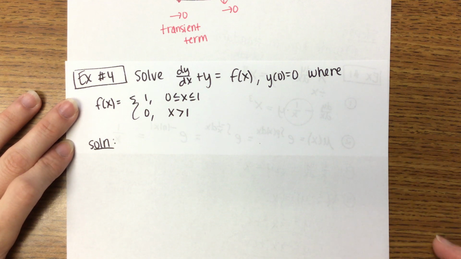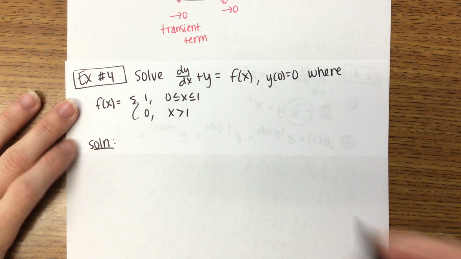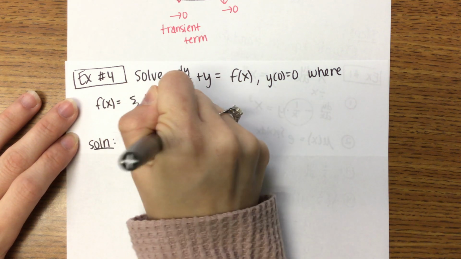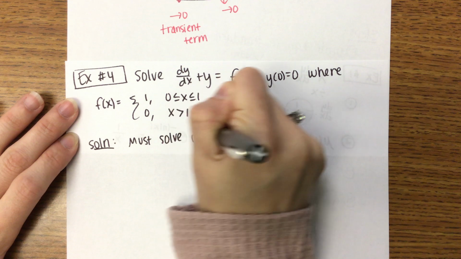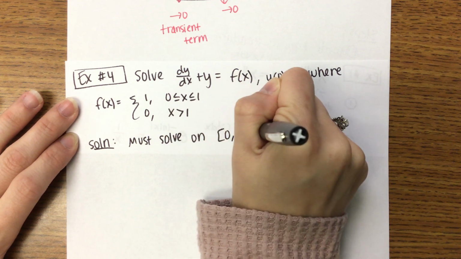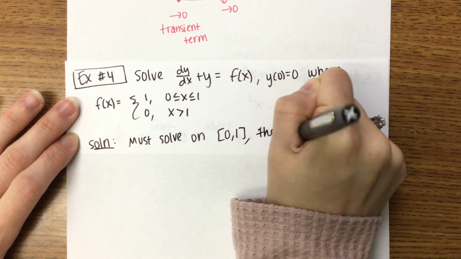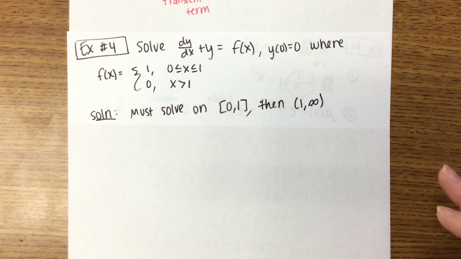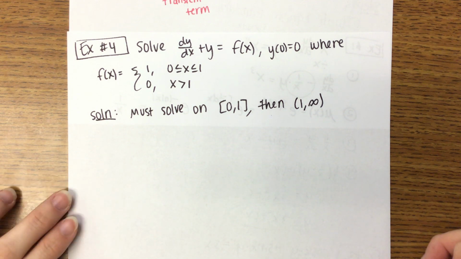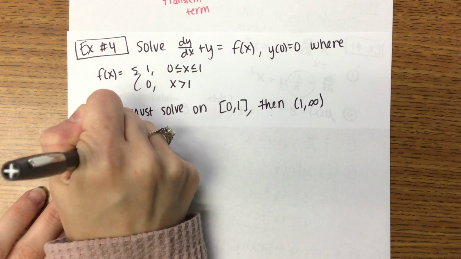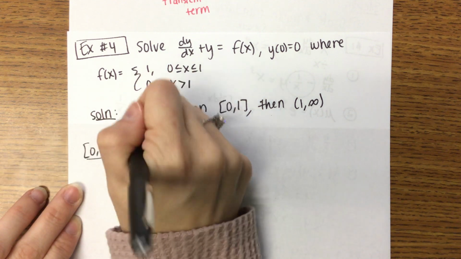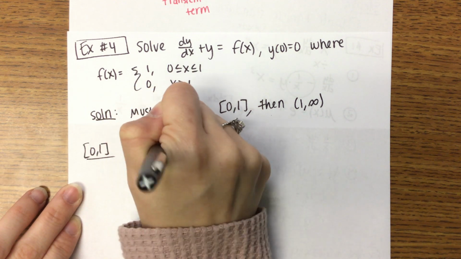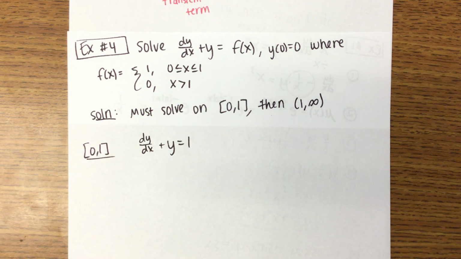Okay, here's the bad news. You're going to have to solve two different differential equations. So you have to solve the differential equation on the interval 0 to 1, and then on the interval 1 to infinity. Thankfully f of x is nothing too tough, but we are going to have to solve this twice. Okay, so first, 0 to 1. We get dy/dx plus y is equal to 1.